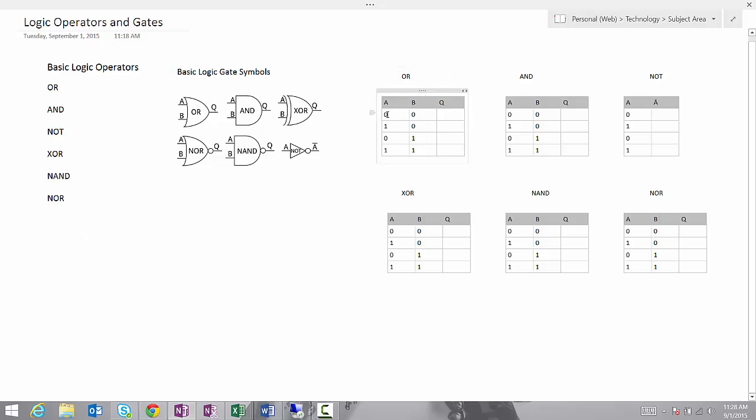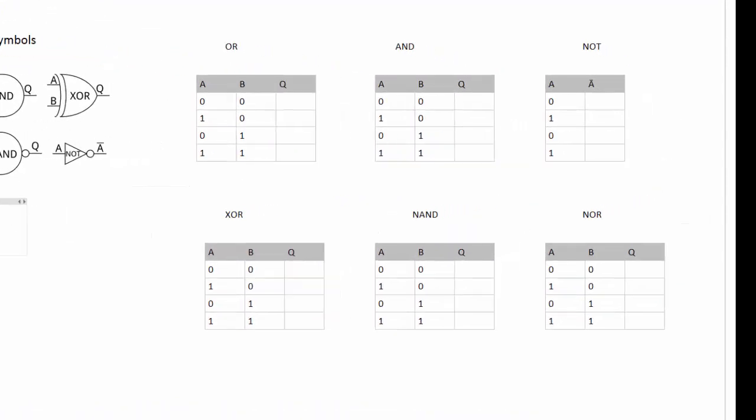So here is, and you'll notice that I'm using 0 to represent false and 1 to represent true. That is the standard for digital circuits. So 0 is equivalent to false, and 1 is equivalent to true.